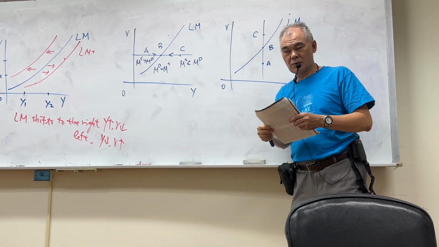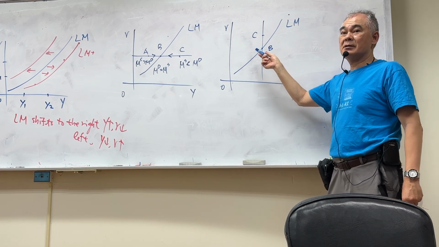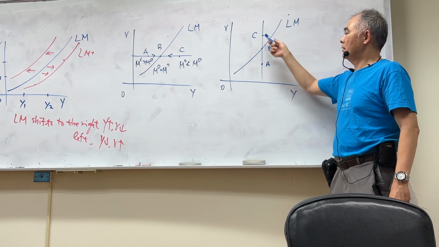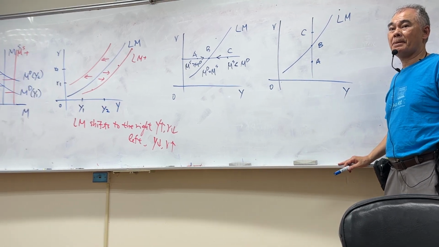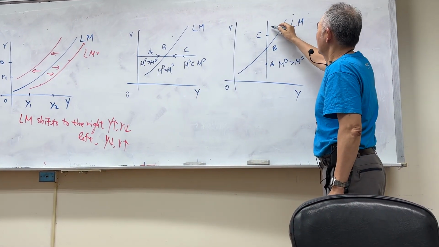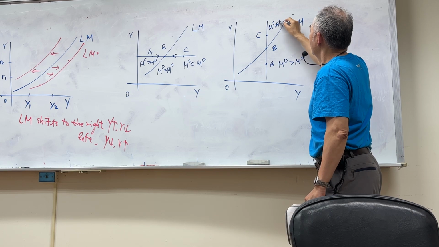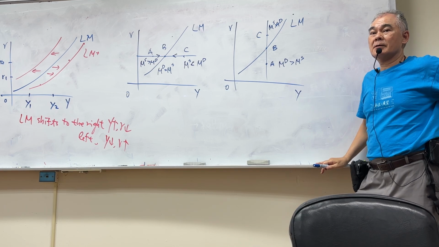So at point B, MD is equal to MS, right? What about A and C? A here, MD larger than MS. And what about here? Larger than MD. Okay, why? Can you tell us why?